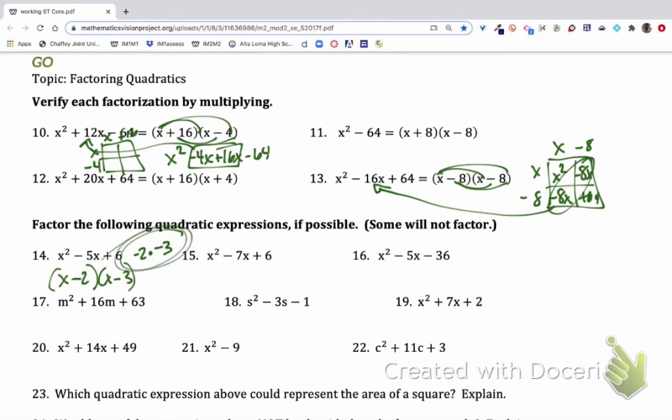For 15, again, same sign, different sign. Okay. So same sign, it has to be negative. So we're going to take negative 6 times negative 1, gives me a positive 6. Negative 6 plus negative 1, that looks like a negative 7. So we would have x minus 6 times x minus 1.